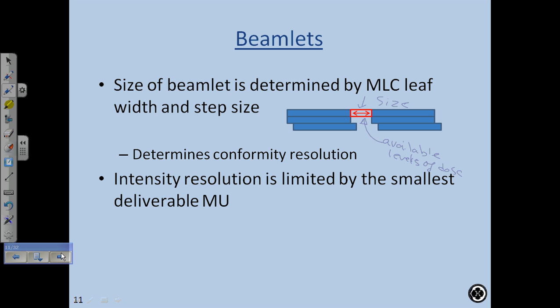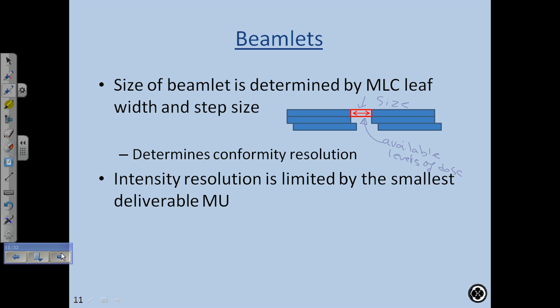As these beamlets are being delivered, the leaves are stepping through, either in step and shoot or sliding window. There's a certain number of MUs being delivered, and at some points you may not want to deliver too many monitor units. But there's a restriction on the linear accelerator with your minimum number of monitor units.